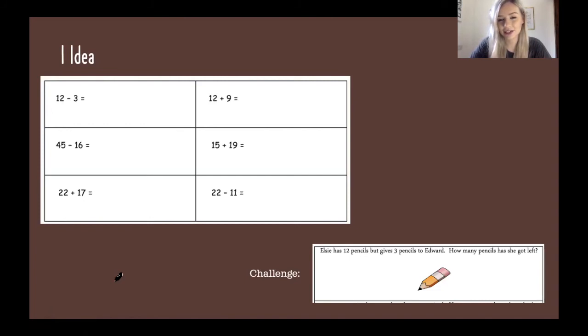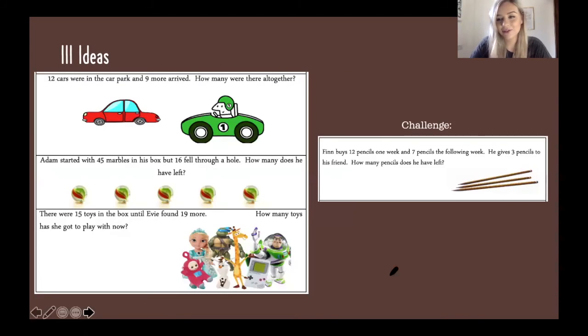Well done if you've managed to have a go at these. Please upload your work to Padlet or email them across to Mrs. Buttress or I so that we can see how you've managed to get on in your maths for today. If you're doing a few ideas, then I will read these questions for you quickly and then you can pause the video to have a go at these questions.